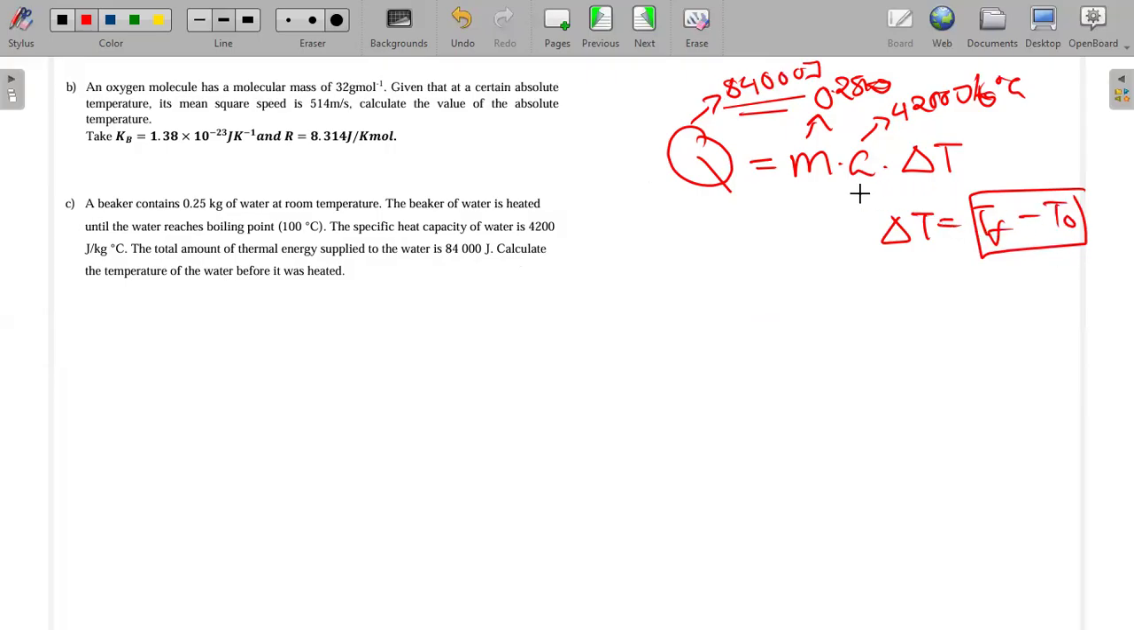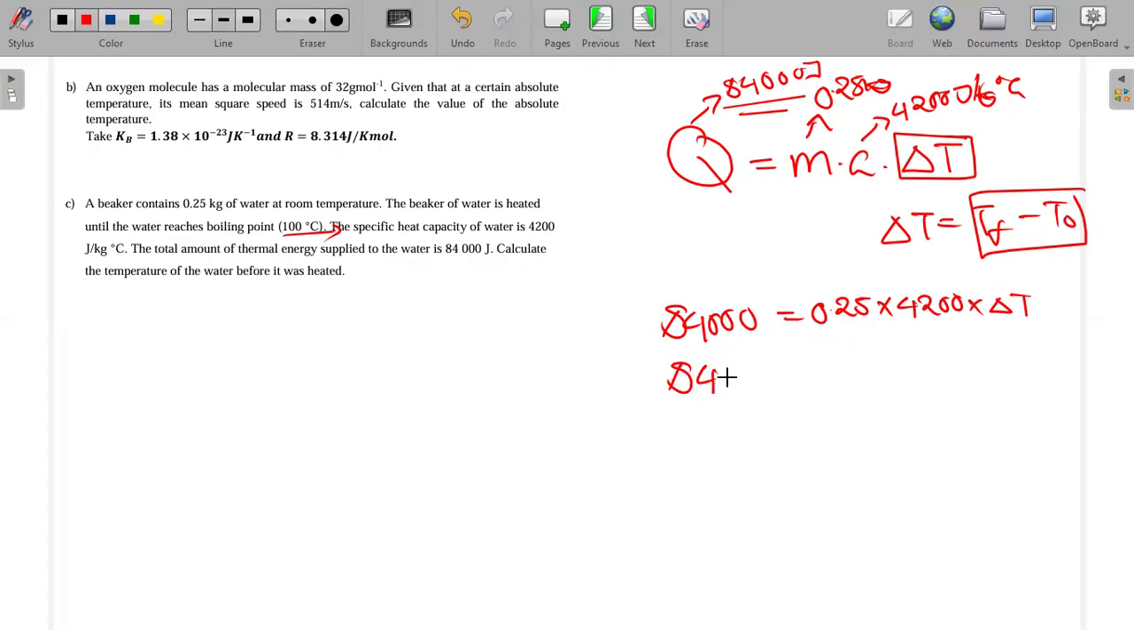So first things first, let's use this same equation that I have at the top here to find the change in temperature. And once I calculate the change in temperature, remember I've already been given the final temperature. So I'll plug it into this particular formula to calculate the T initial. So my Q, which is 84,000, will be equal to mass, which is 0.25, multiplied by specific capacity, which is 4200, multiplied by delta T, the change in temperature. Let me punch this into my calculator. 0.25 multiplied by 4200 gives me 1050.